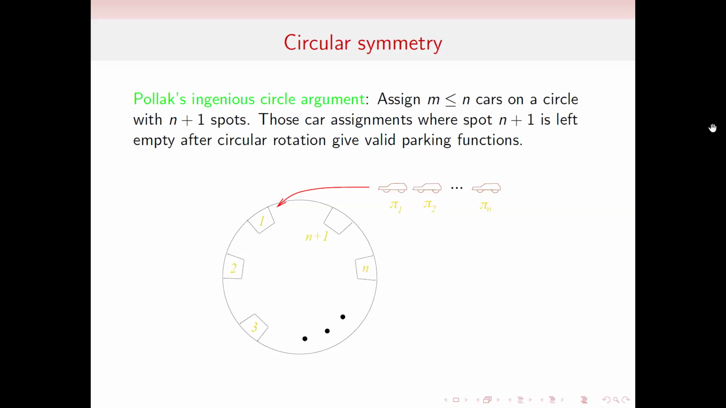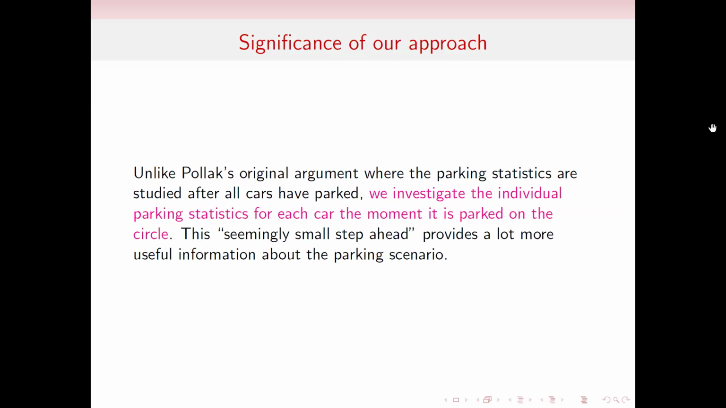So here I also drew a picture illustration for this. I guess I should probably put pi n instead of pi n. But yeah, as long as m+1 is available, it's a parking function. And then this idea from Pollock could be used to, for example, derive the number of parking functions. It gave a very easy proof.